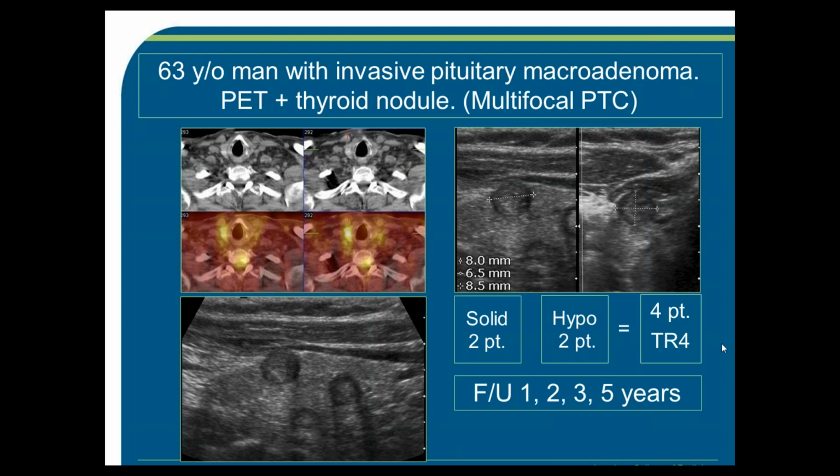But because of the positive PET scan, this is a nodule that really should be aspirated for a couple of reasons. One is most of the time the management will change depending on whether it's a thyroid cancer or metastatic disease to the thyroid. And there is data that shows that cancers that are FDG positive have a worse prognosis.